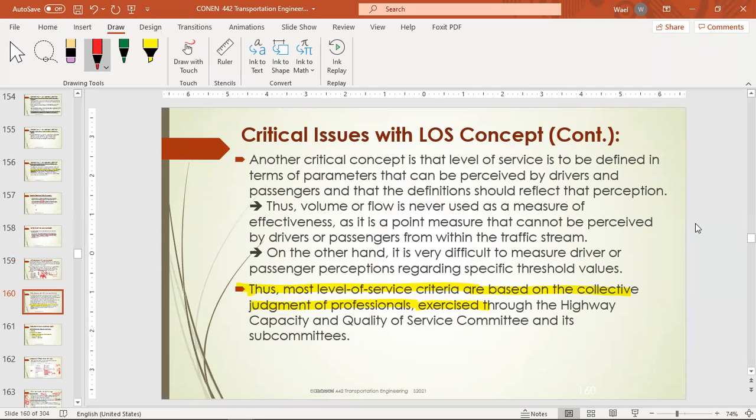Okay, there is another issue. Most level of service criteria are based on the collective judgment of professionals exercised through the Highway Capacity and Quality of Service Committee and its subcommittee. That means most of these criteria are based on the judgment of professionals. Okay, so that's another issue. Any questions so far?